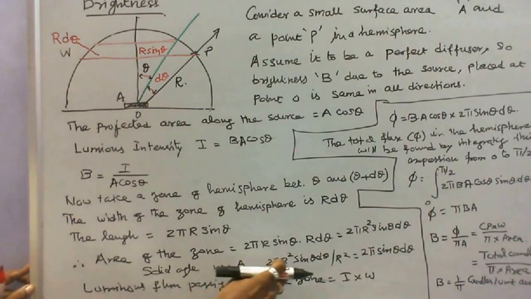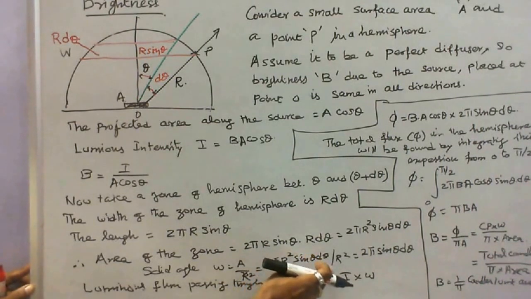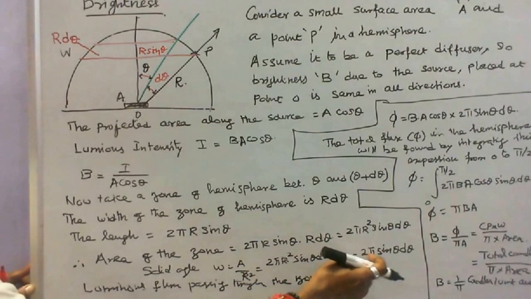2 pi r square sin theta d theta by r square, r square gets cancelled. We will get 2 pi sin theta d theta.